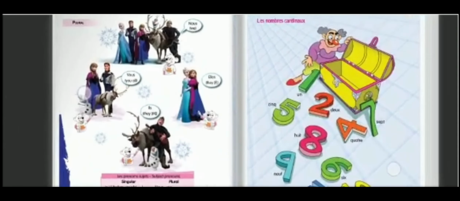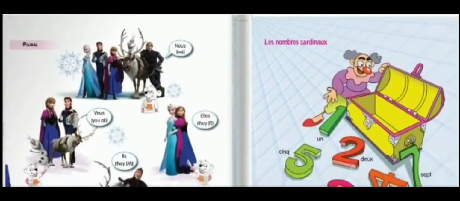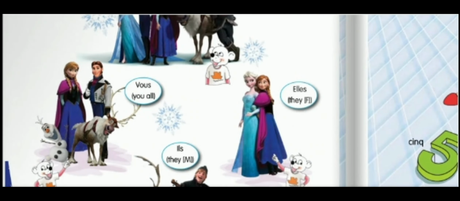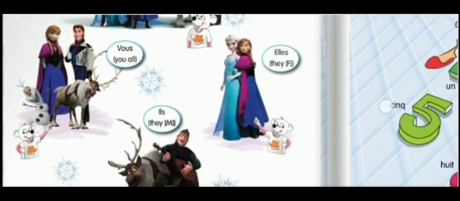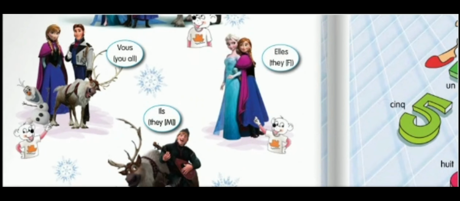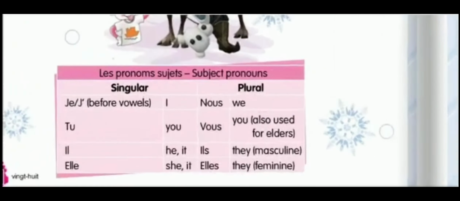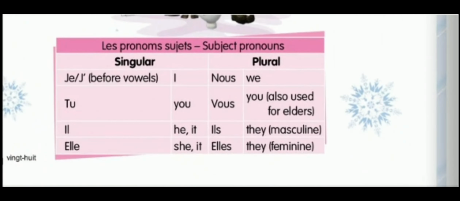So here we learn the subject pronouns in plural. Nous is used for we, vous is used for you all, elles is used for they, it is in feminine, ils is used for they and it is in masculine. So here is a collective table given to us. It is divided into two segments which are singular and plural.